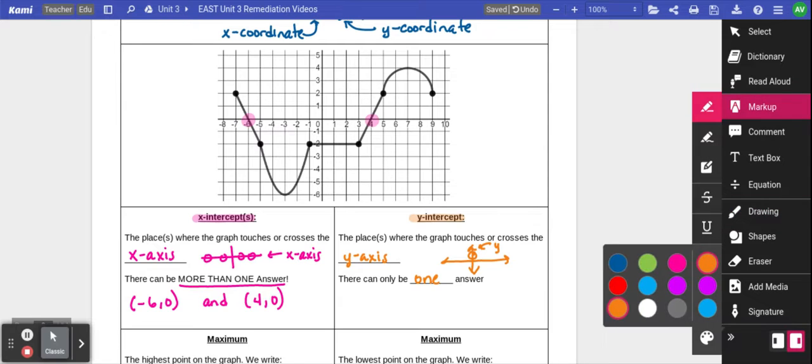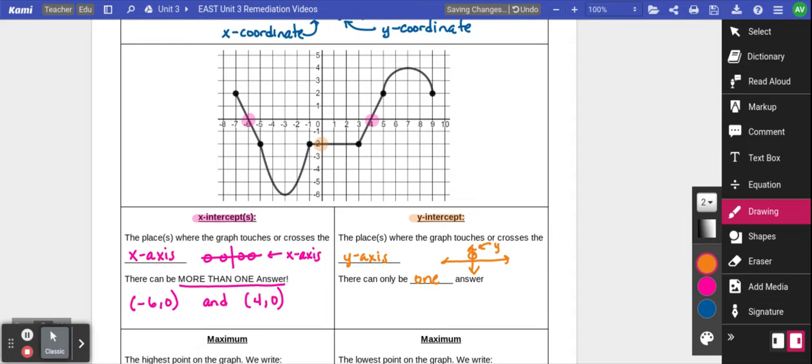On this particular graph, the y-intercept would be located right here, and my ordered pair, my point, would be the point (0, -2), because the x-coordinate is 0 and the y-coordinate is -2.